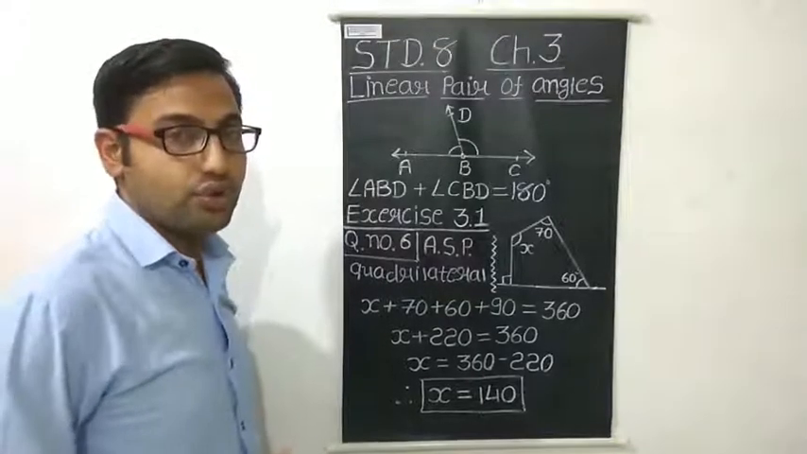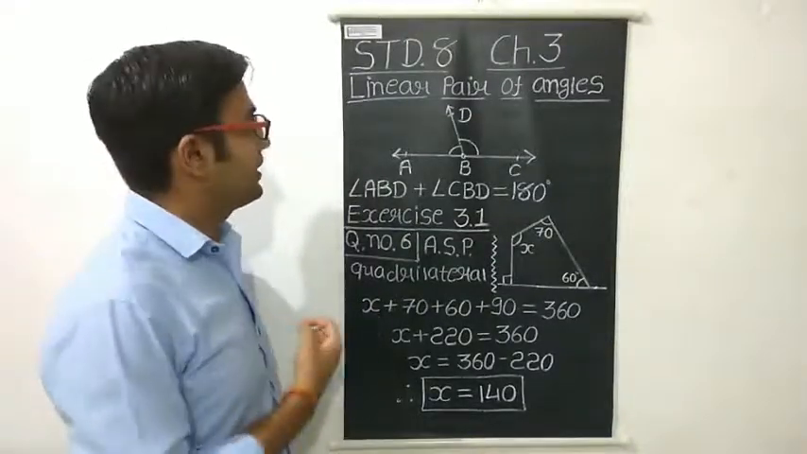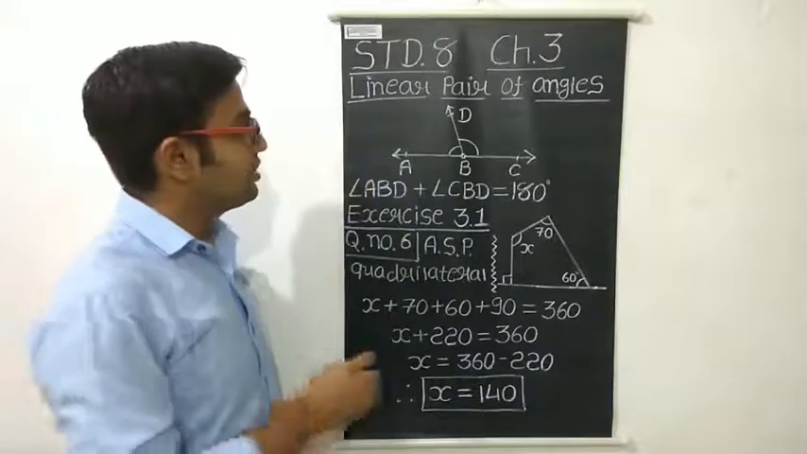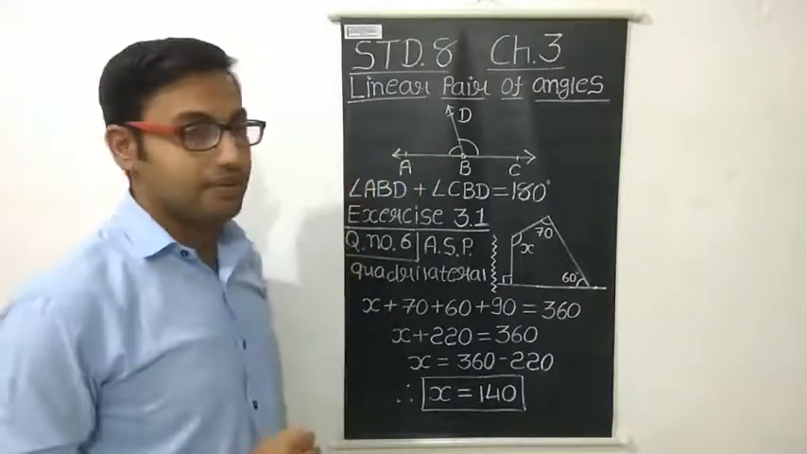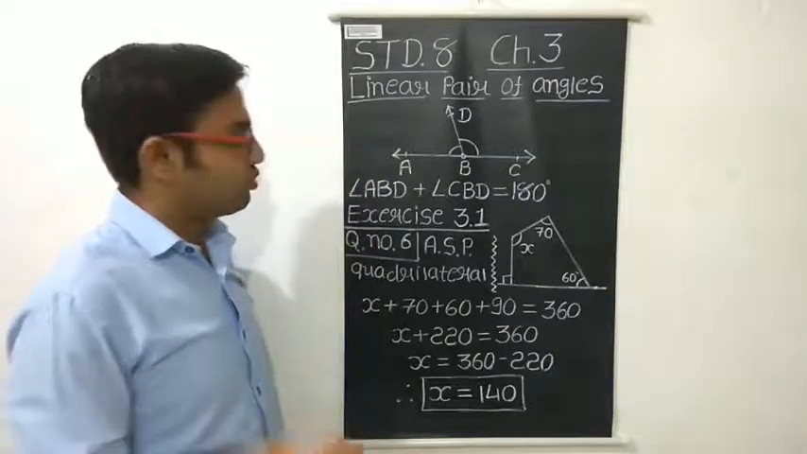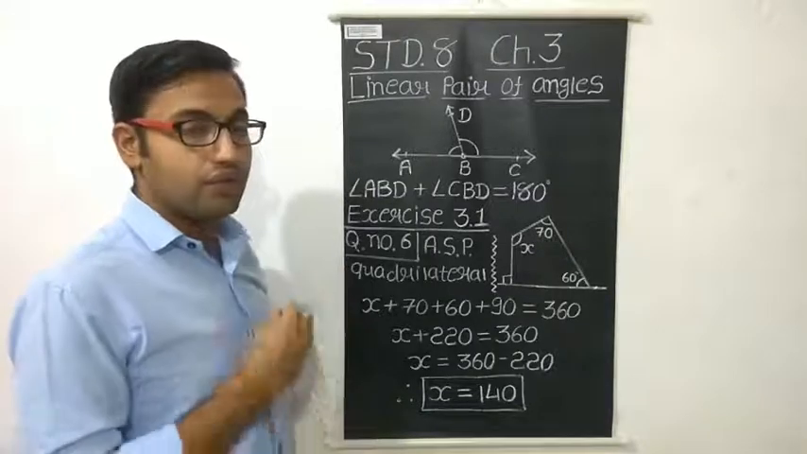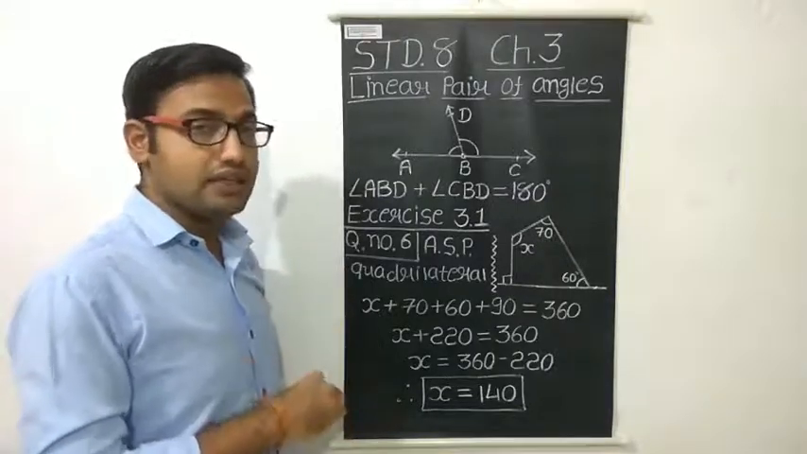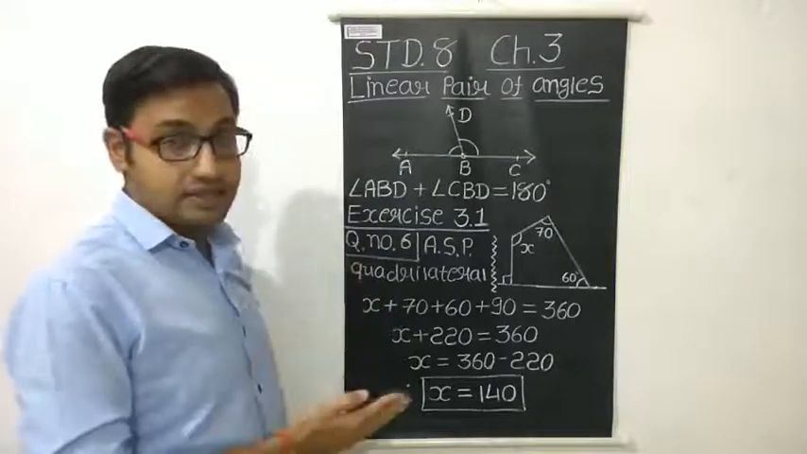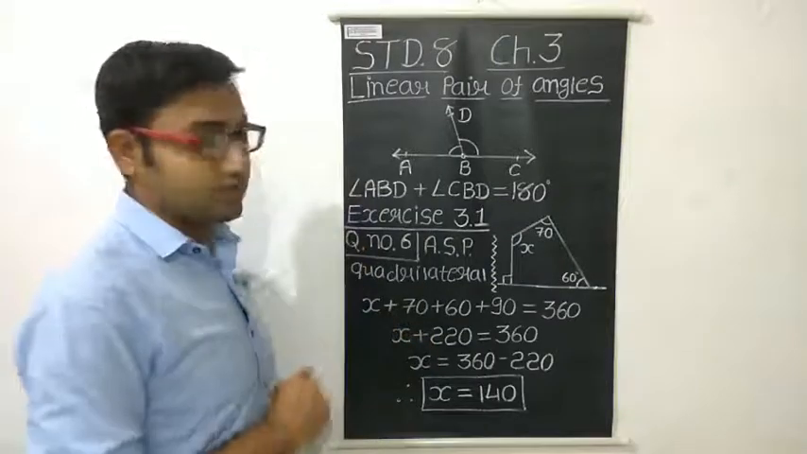Hello students, today we will study one important point, that is linear pair of angles. This is the topic of standard 8, chapter number 3, understanding quadrilaterals. Why do we have to study this topic? Because now we have to find the angles given in quadrilaterals. So to find those angles, we must study this thing, right?